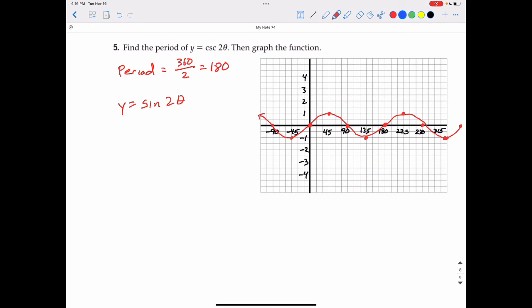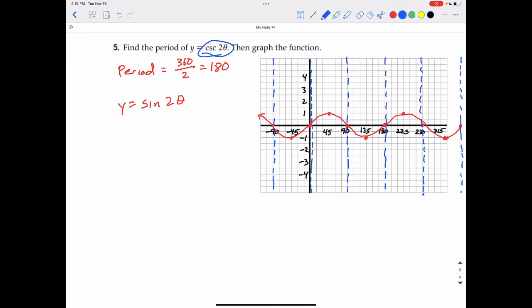Switching over to blue now. Now I'm actually going to graph the cosecant of 2 theta. So wherever there is an x-intercept, I will have an asymptote. And that includes the y-axis in this case. And right here. And right here. And right here. And about right here.